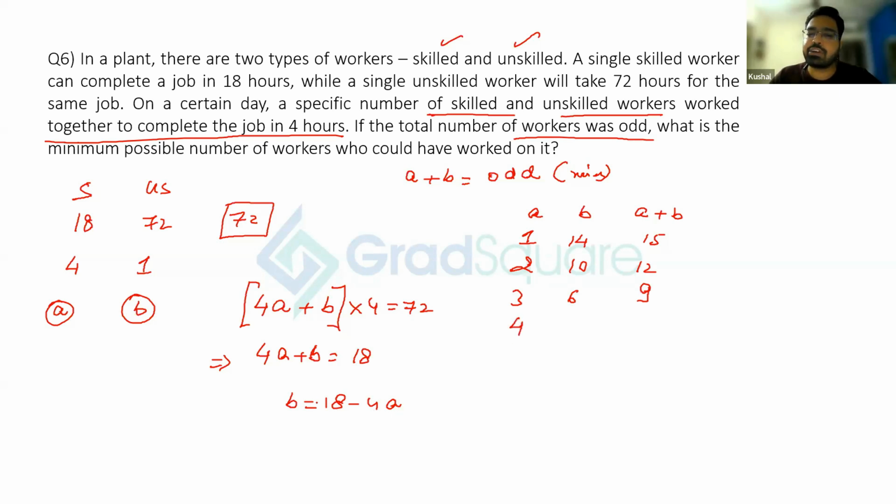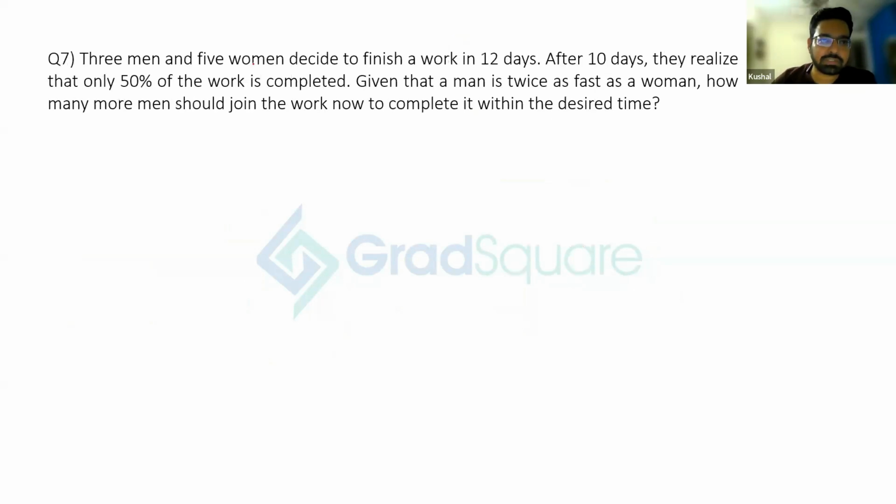Take A as 4. 4 into 4 is 16. 18 minus 16 gives you 2, and the total is 6. Beyond this, it does not make sense. It does not make sense to make A 5 because B will become negative. So the only two odd values we are looking at are 9 and 15. They want it to be minimum, so the answer should be 9. That should be the answer for this particular question. I hope no doubts on this. Clear, everyone? Let's move on. One last question. 7.